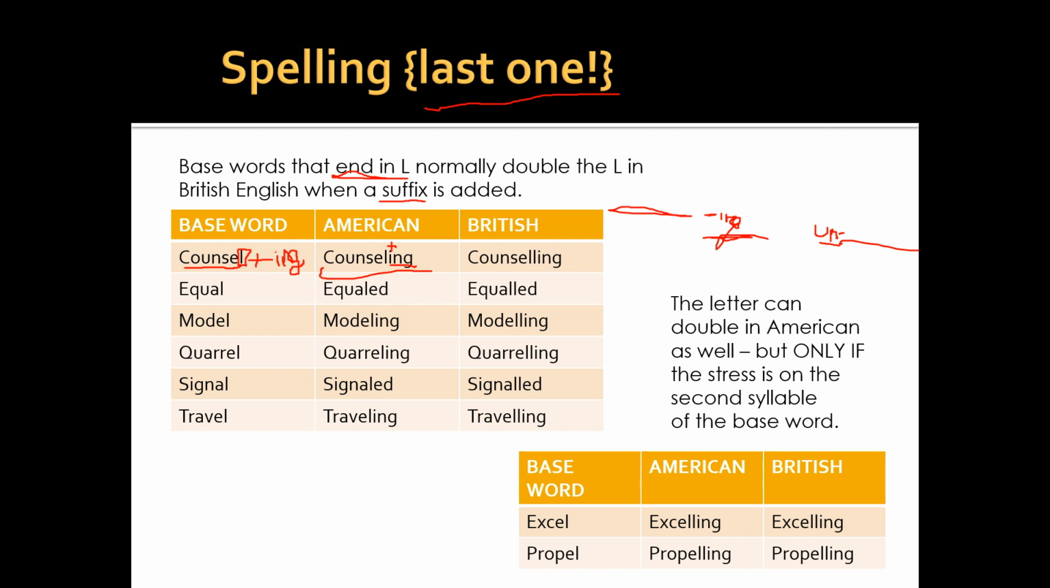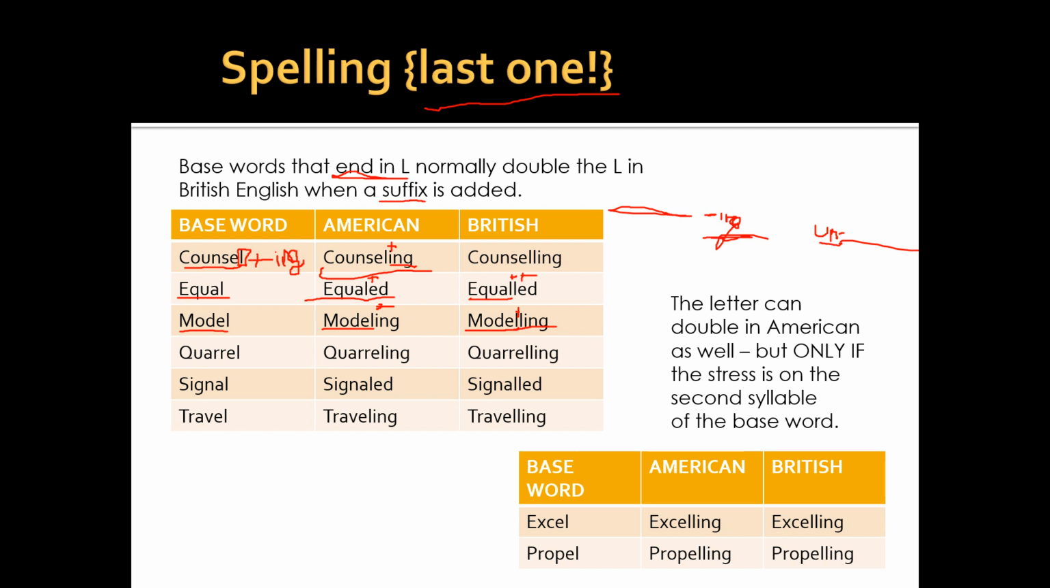Let's move on to the next example, equal. In American English, it's equal plus the suffix ed. And in British English, it's equal, add an L, add ed. Then we're having model. Model is the base word. So in American English, it's model plus the suffix ing. If you go to British English, it's model plus L plus ing. Like that, we have many more examples like quarrel, signal, travel.